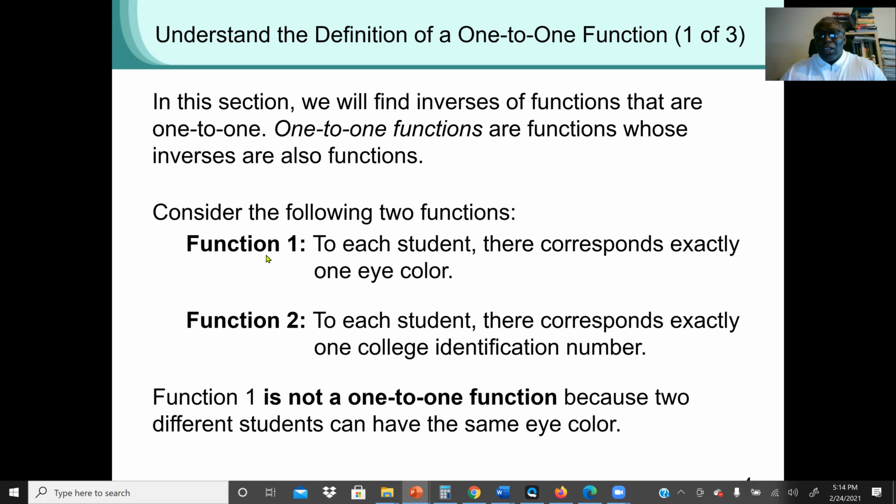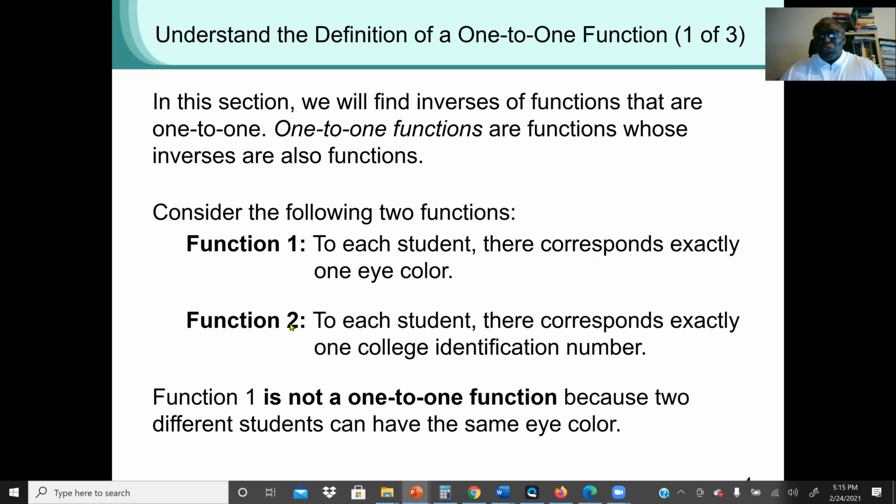Function one, we said to each student, there corresponds exactly one eye color. This is not a one-to-one function because two students can have the same eye color. So to each student, there corresponds exactly one eye color. In this condition, again, is false. It's not one-to-one because, again, we may have two or more students that have the same color.